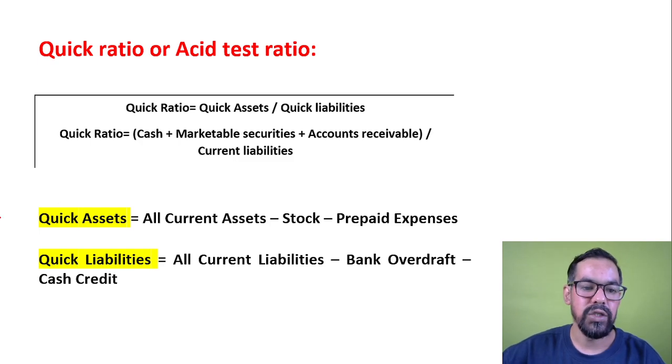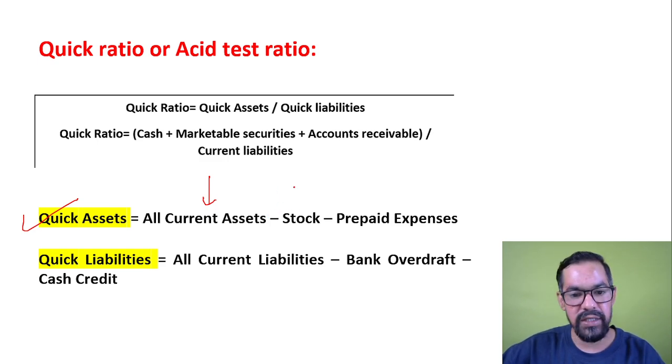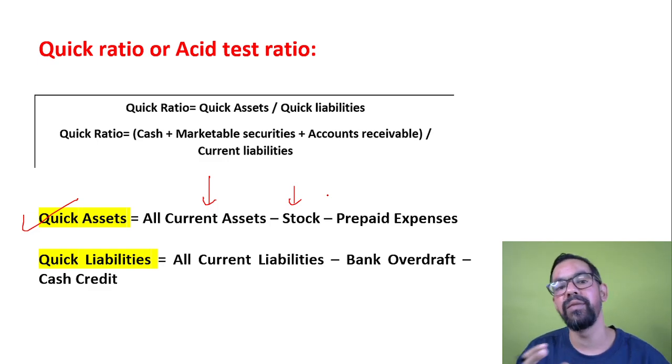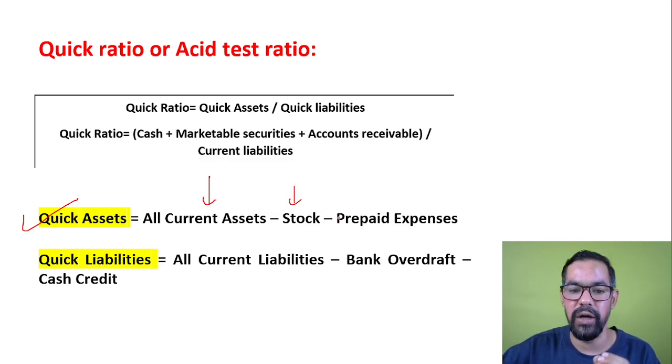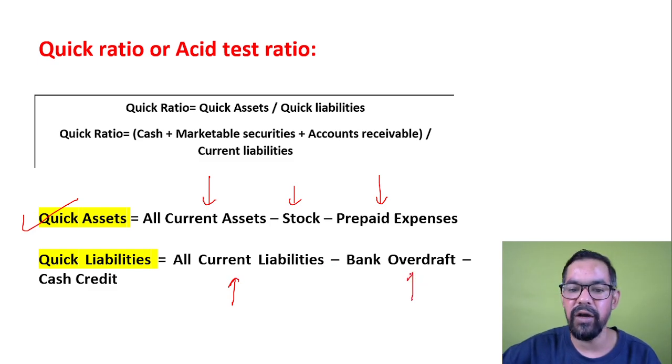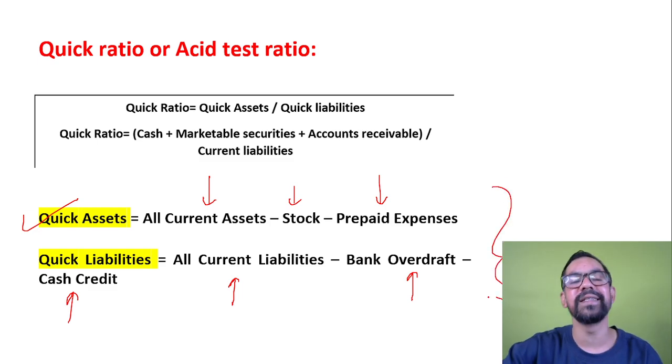So what comes under quick asset? All current assets minus stock. Inventories are not part of this one. Please do remember this. We cannot reliably convert inventories into cash, because like we can, but it is not fixed. So that's why they are not part of your quick asset. Prepaid expenses are also subtracted. And liabilities are all current liabilities minus bank overdraft and cash credit. If you know these particular things, you can easily answer the question.